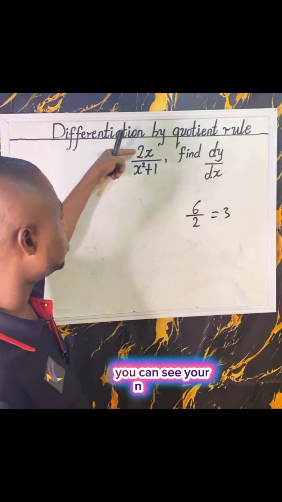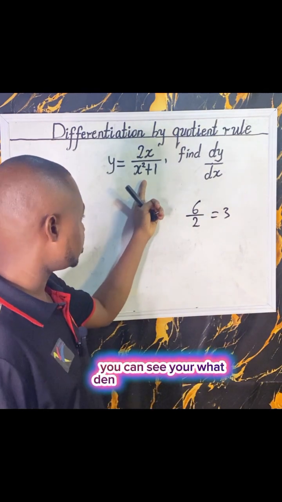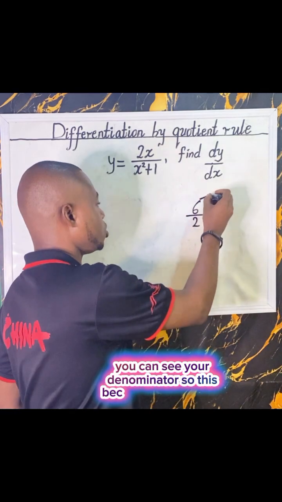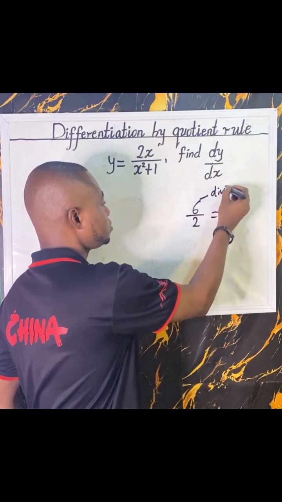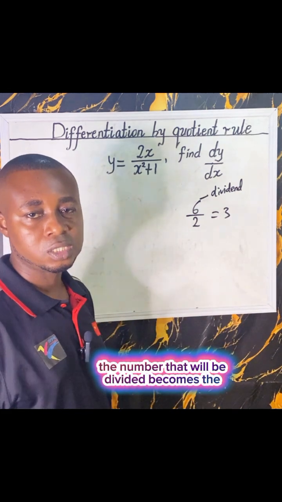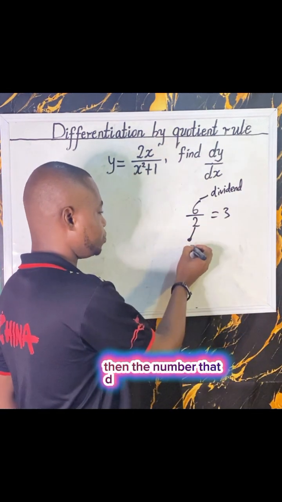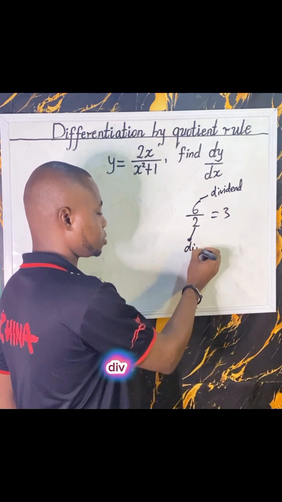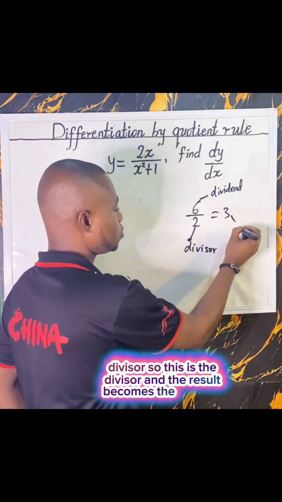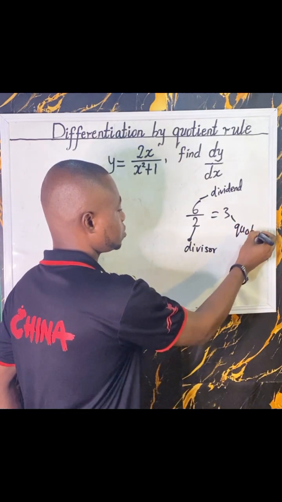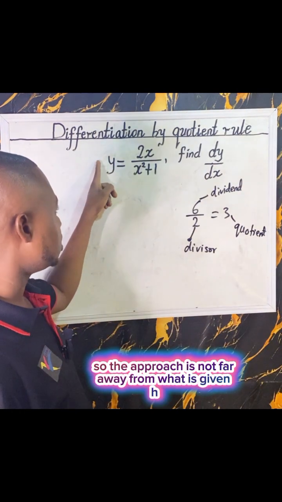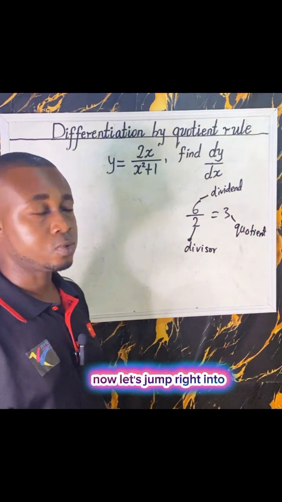You can see your numerator, you can see your denominator. So this becomes our dividend. The number that will be divided becomes the dividend. Then the number that divides becomes the what? Divisor. So this is the divisor and the result becomes the quotient. So the approach is not far away from what is given here. Now let's jump right into it.